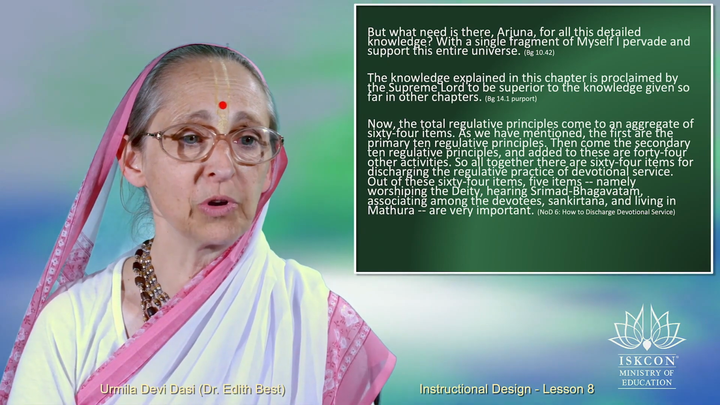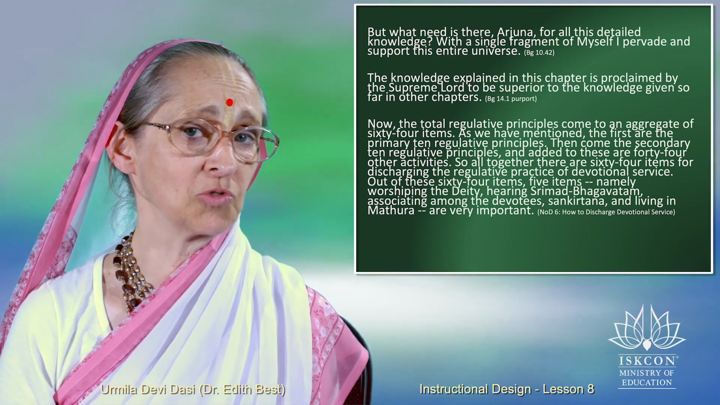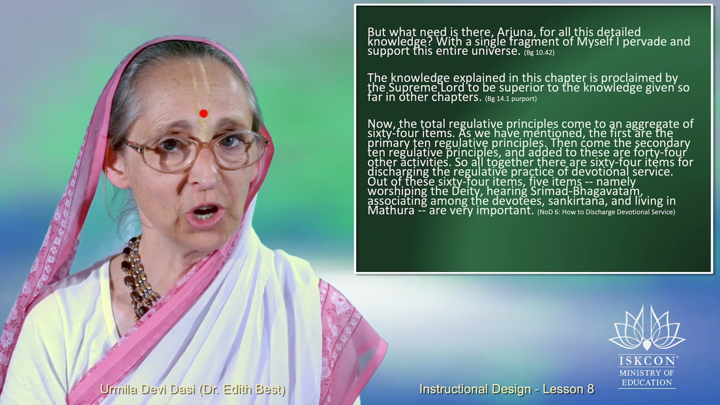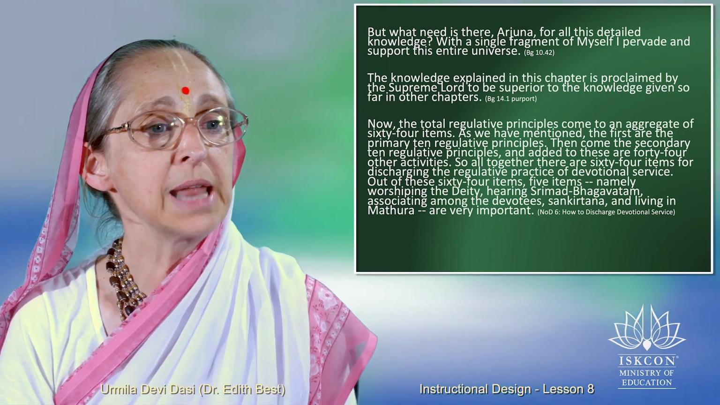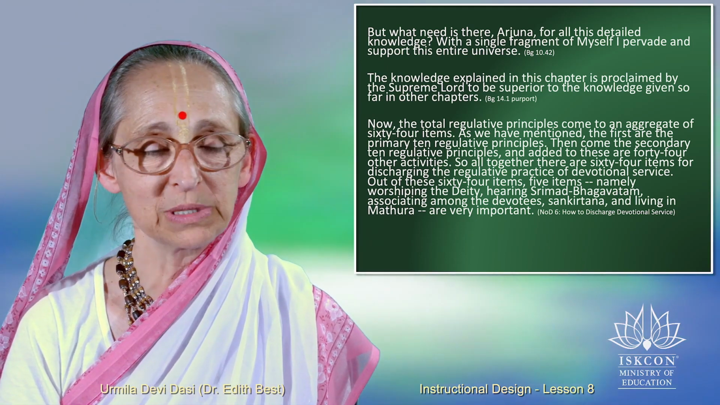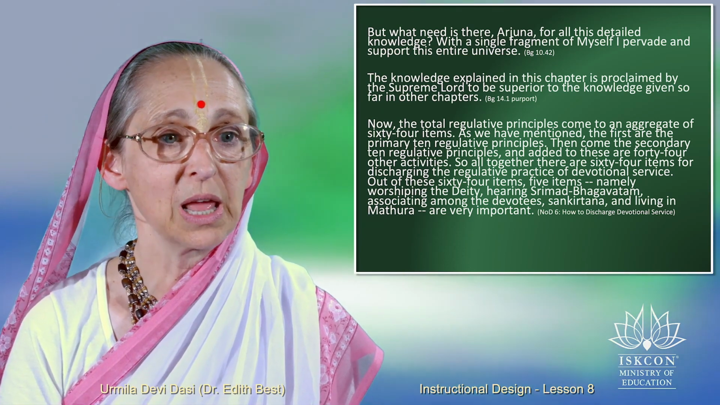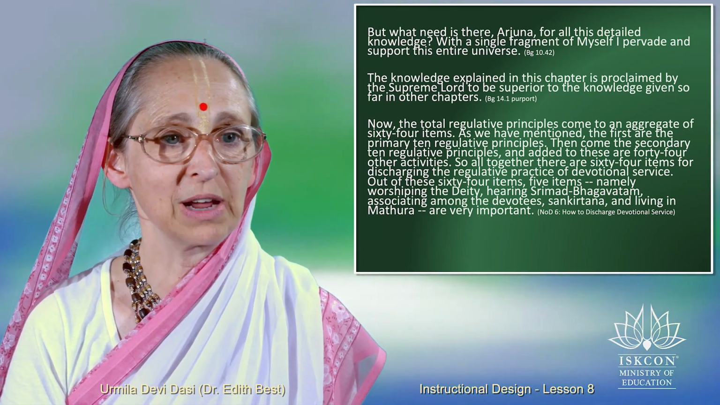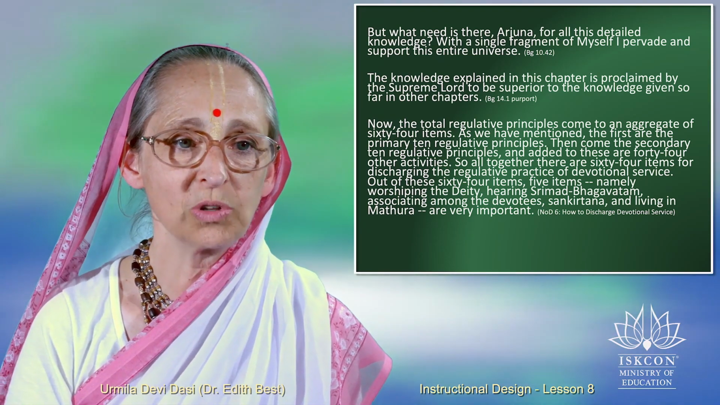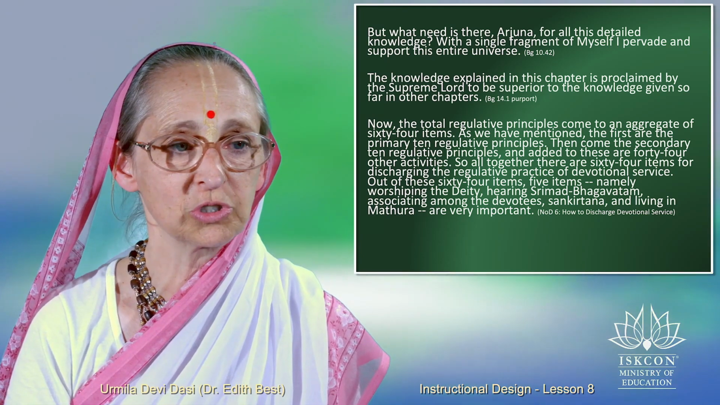Now we look at an example from Nectar of Devotion, chapter 6. Of course, Prabhupada is getting this from Rupa Goswami, so you could say this is an example from Prabhupada, but also from our acharyas. Let's read it together. Now, the total regulative principles come to an aggregate of 64 items. As we have mentioned, the first are the primary 10 regulative principles. Then come the secondary 10 regulative principles, and added to these are 44 other activities. So altogether, there are 64 items for discharging the regulative principles of devotional service.